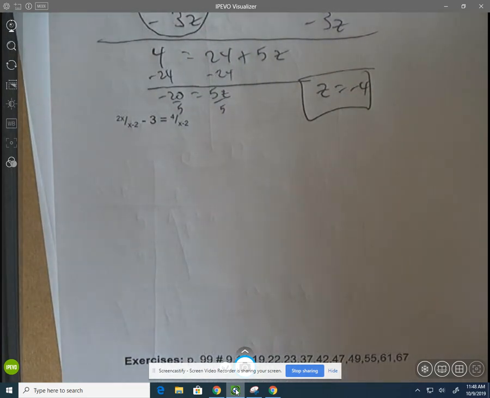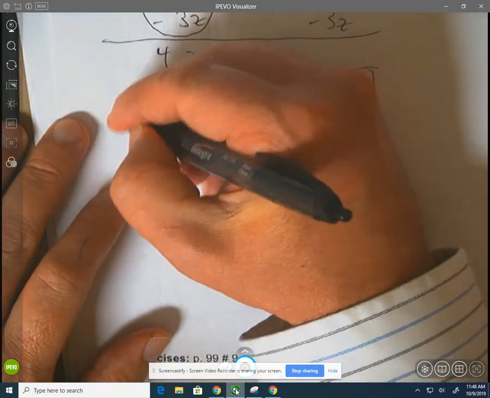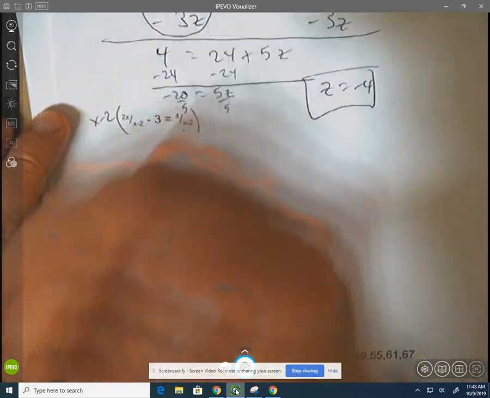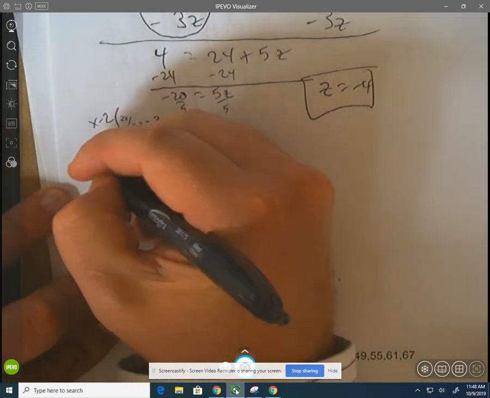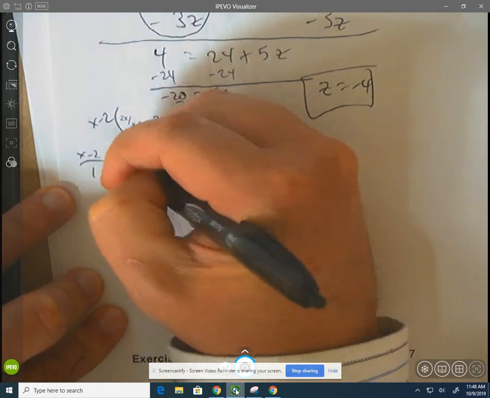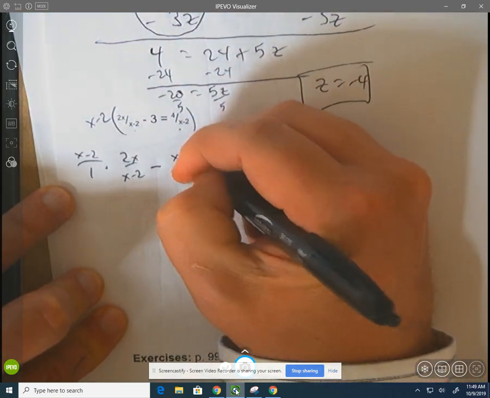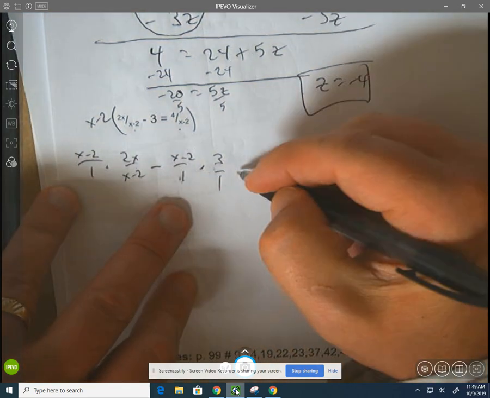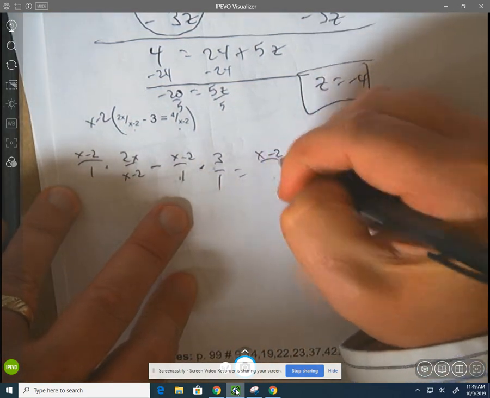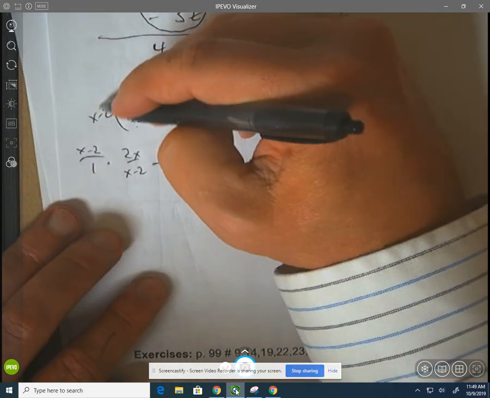And then finally, the last one here, this is another rational equation. I look at my denominators. I've got x minus 2. They're both x minus 2. So what I'm going to do is multiply that entire equation by x minus 2. So let me write that out. X minus 2 over 1 times 2x over x minus 2 minus x minus 2 over 1 times 3, and I'm going to write that 3 over 1 just to be consistent, equals x minus 2 over 1 times 4 over x minus 2. Again, all I'm doing is just distributing there.